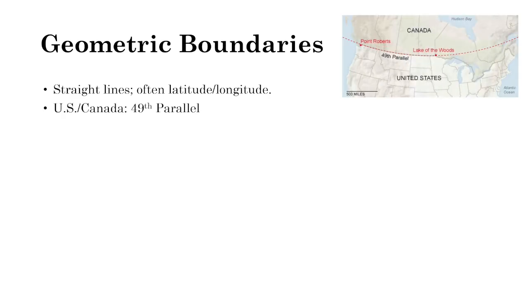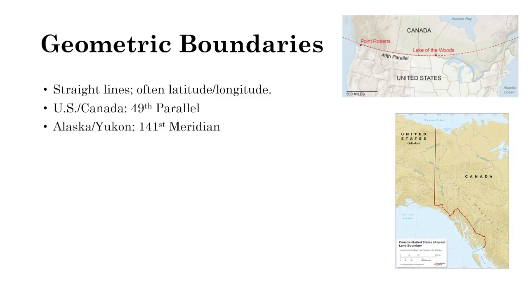So let's move on to geometric boundaries. These are pretty easy to remember. These are just straight lines, and they often correspond with latitude or longitude. For example, for the United States and Canada, part of the boundary is the 49th parallel, which is a latitude. Then we have Alaska and the Yukon, which is divided by the 141st meridian. It's a straight line here. That's what makes it geometric.